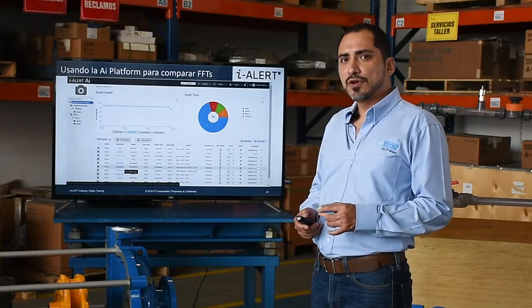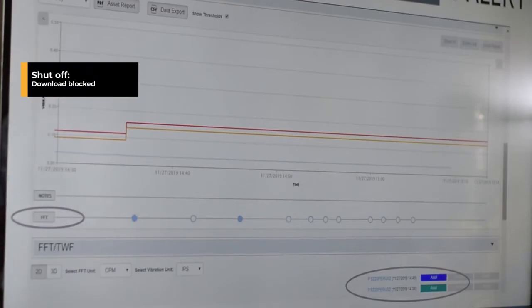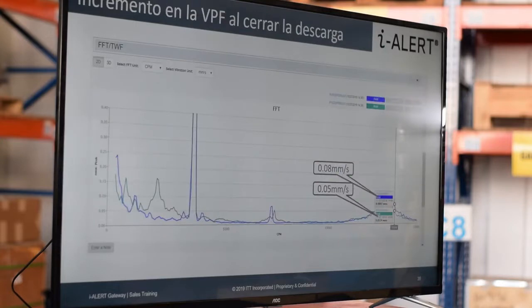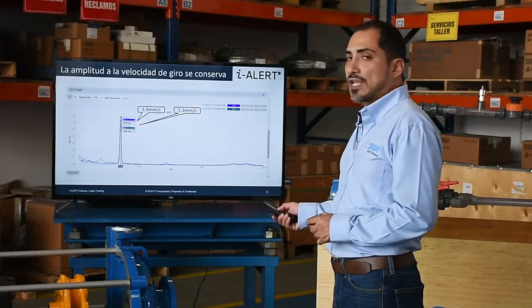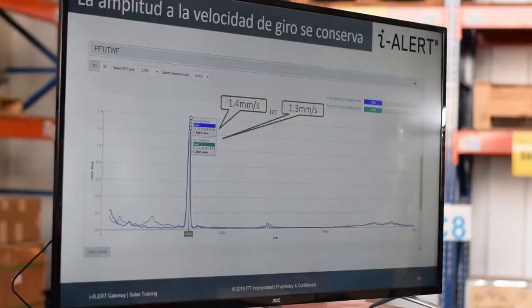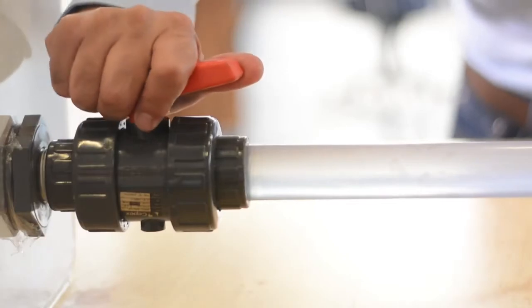By selecting two FFTs, one close to the BEP and the other at shutoff, we notice the amplitude has increased from 0.05 to 0.08 millimeters per second, whereas the amplitude at the speed of rotation is preserved. This is something we should expect, as it corresponds to an inertial imbalance, which is not affected by hydraulic conditions. Let's now look at the spectrum when cavitation takes place in the suction line.